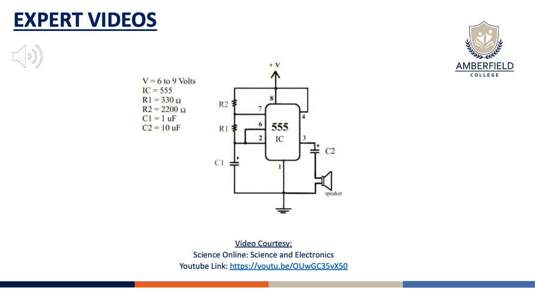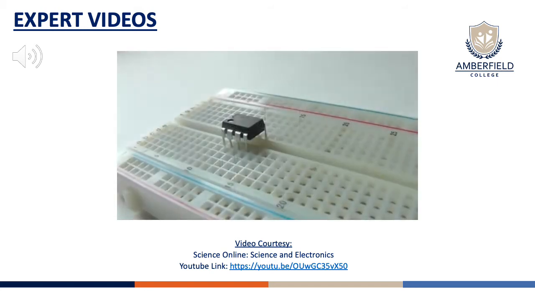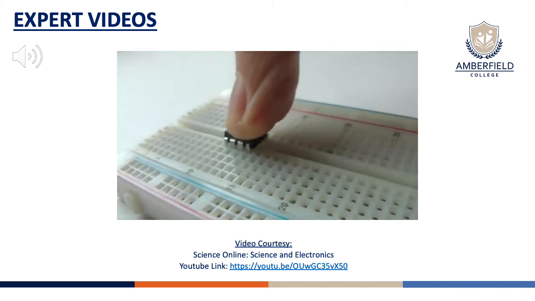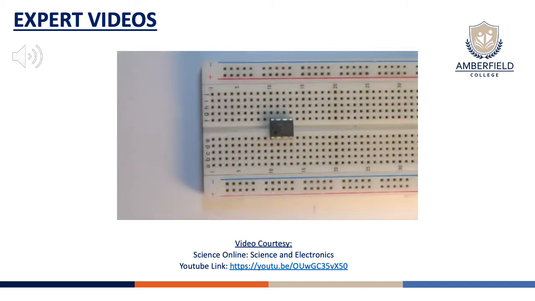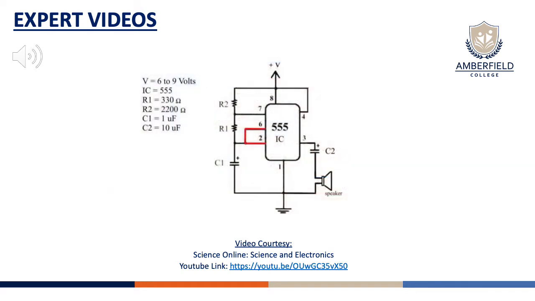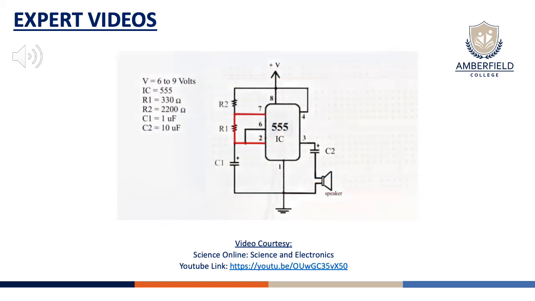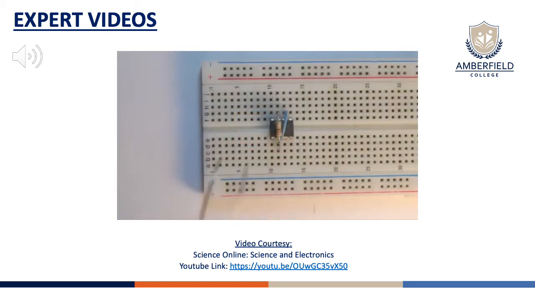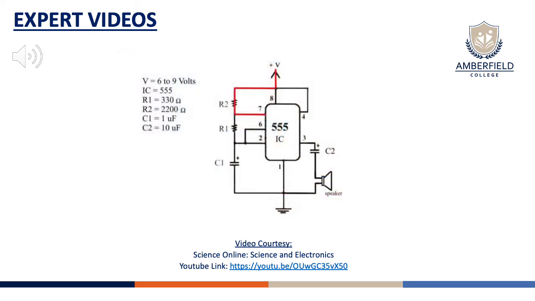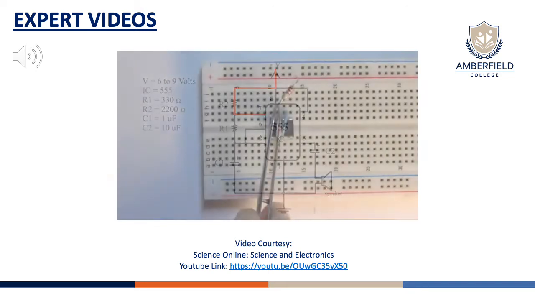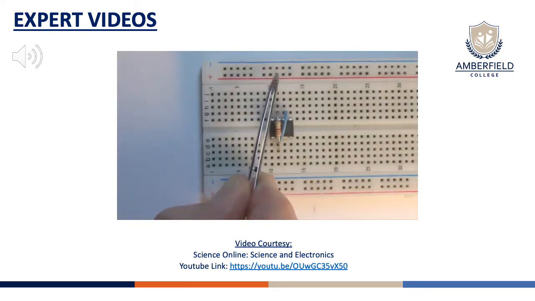This is the circuit diagram for our circuit. You'll find this diagram at our website. Plug a 555 integrated circuit into a breadboard. Let's start by connecting a wire from pin 2 to pin 6. Now resistor R1, a 330 ohm resistor, from pin 2 to pin 7. Next, another resistor, R2, a 2200 ohm resistor, from pin 7 to the positive power supply line, the red line.